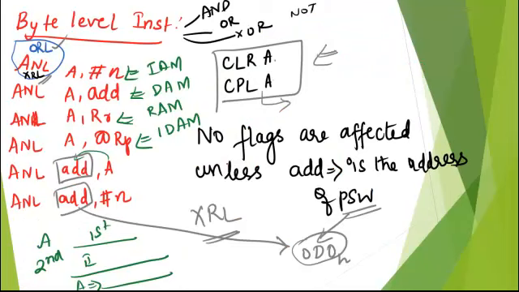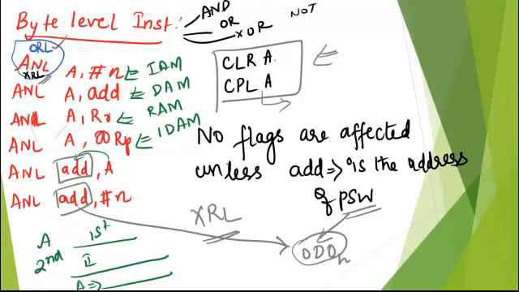I said the basic Boolean operations possible in the 8051 are AND, OR, XOR and NOT. The AND instruction does the logical operation. ANL A, #n; ANL A, address; ANL A, Rn, which is the register; ANL A, @Ri; ANL address, A; and ANL address, #n, the immediate data.